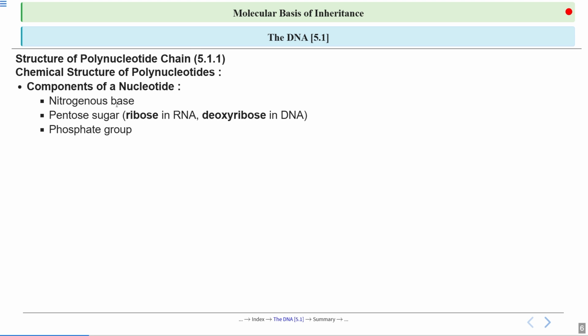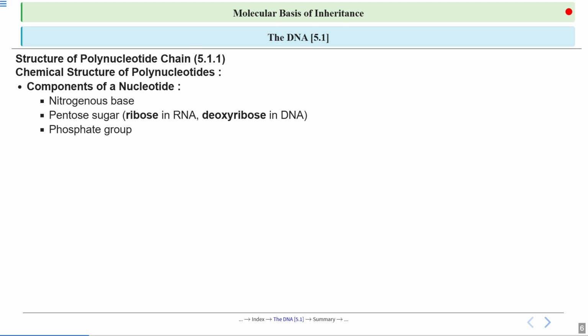Okay. Now, in case of RNA, it is ribose sugar, whereas in case of DNA, it is deoxyribose sugar. Why? Because in DNA they don't have one OH group, which we will also talk about in an upcoming slide. And third, they have a phosphate group. So from this slide, you should know what a nucleotide is.